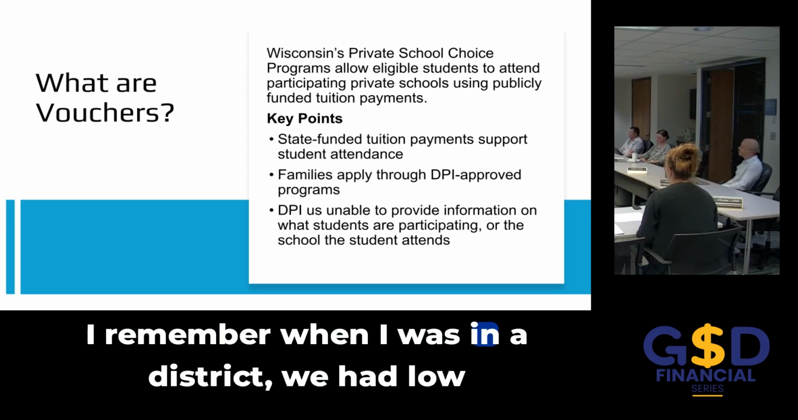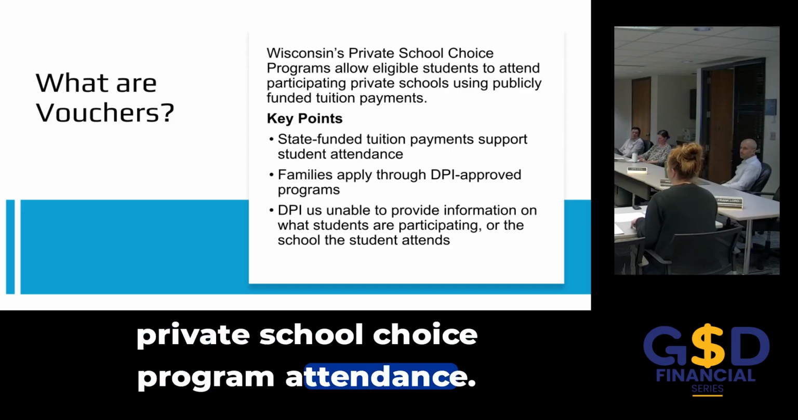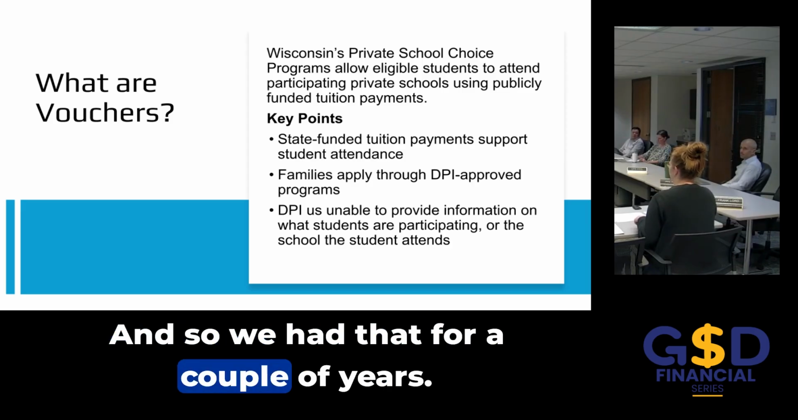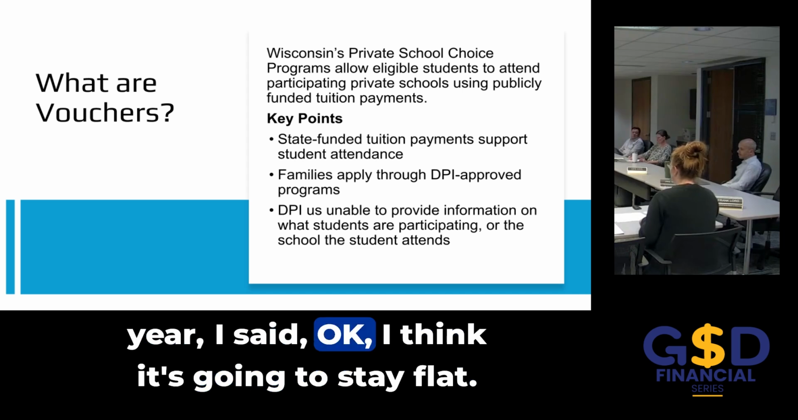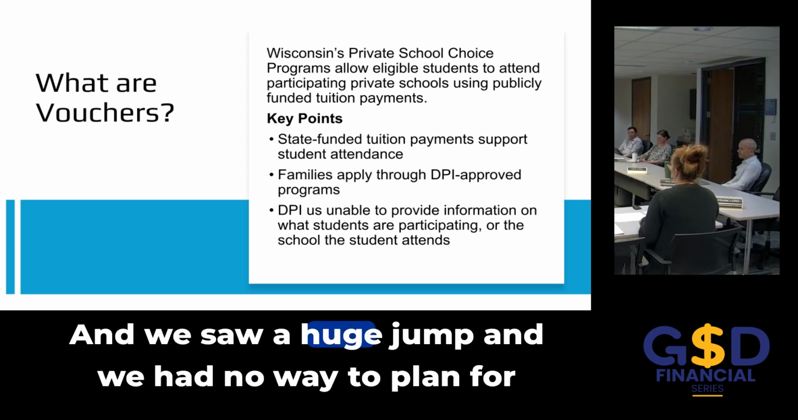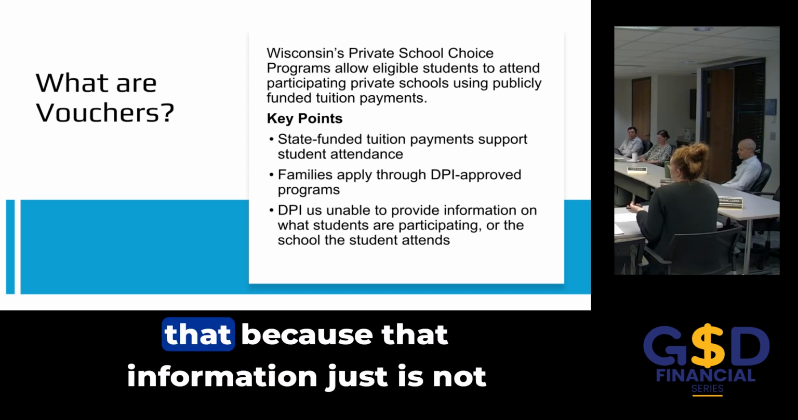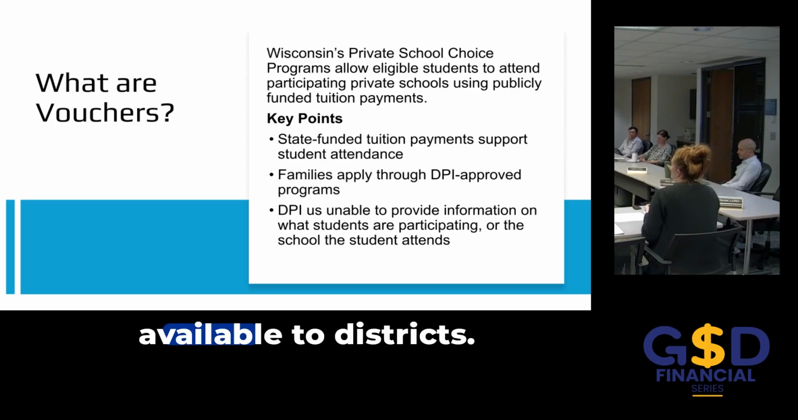I remember when I was in a district, we had low voucher private school choice program attendance, and we had that for a couple of years. So when I was planning my budget for the next year, I said, okay, I think it's going to stay flat. And we saw a huge jump, and we had no way to plan for that because that information just is not available to districts.